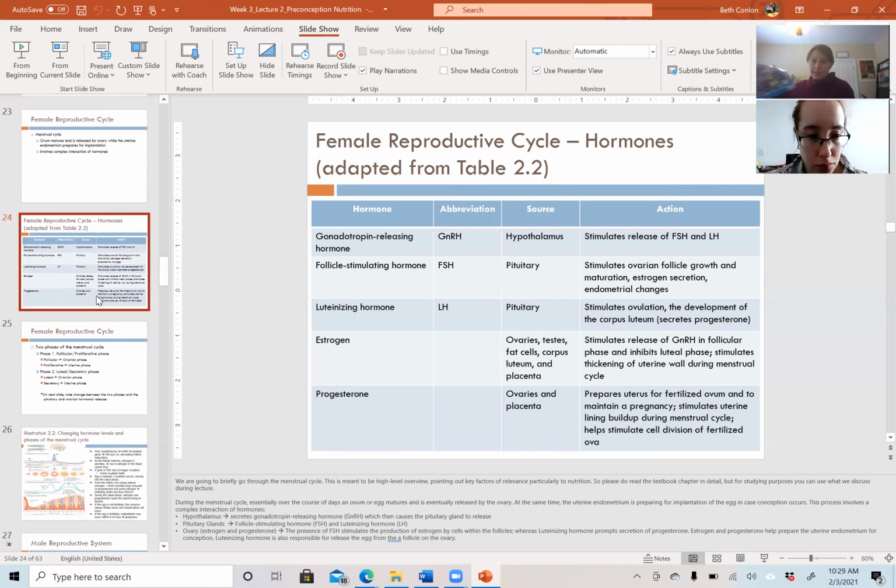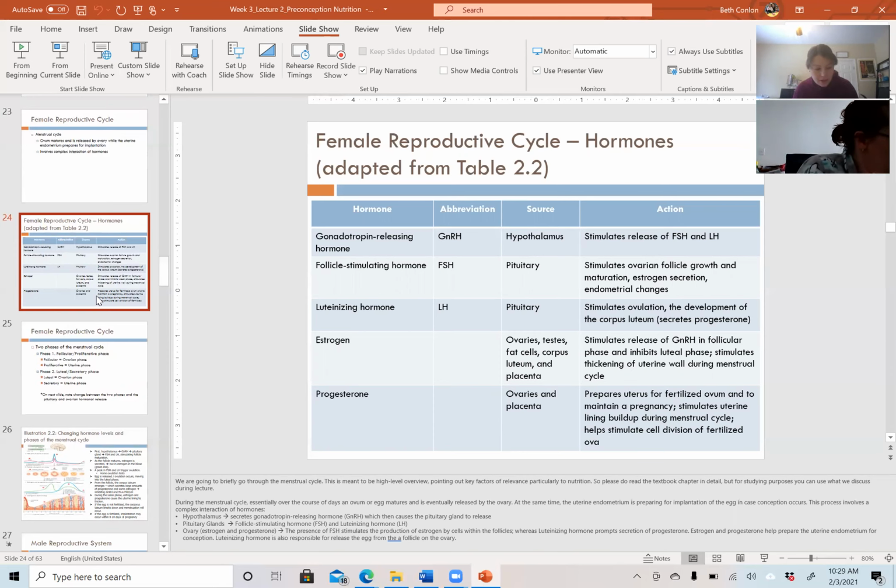Okay, so this table is in the textbook. It's table 2-2. Just going to take a peek at it. And so be familiar with these hormones. Where is it in the textbook? Okay, in mine it's in this blue one, on page 54.